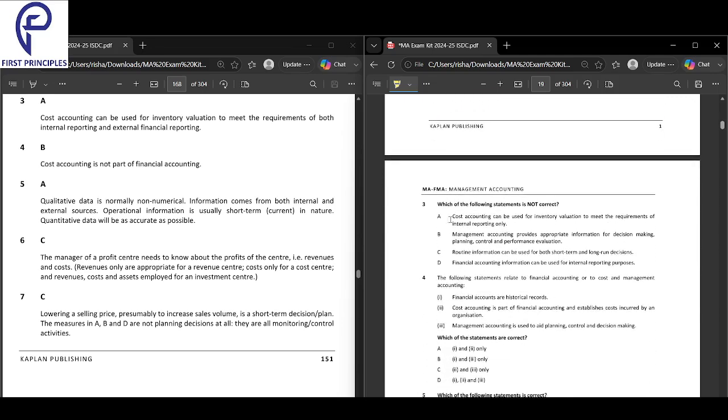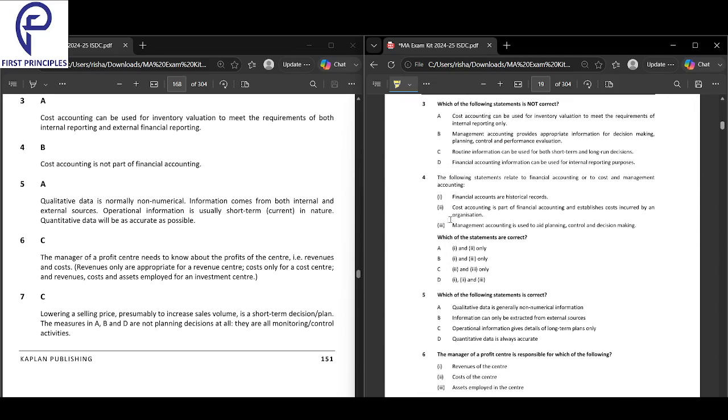Cool. Let's get into the next question here. Which of the following statement is not correct? We are looking into which of the following statement is not correct. So we'll go through all the statements line by line. Cost accounting can be used for inventory valuation to meet the requirements of internal reporting only.